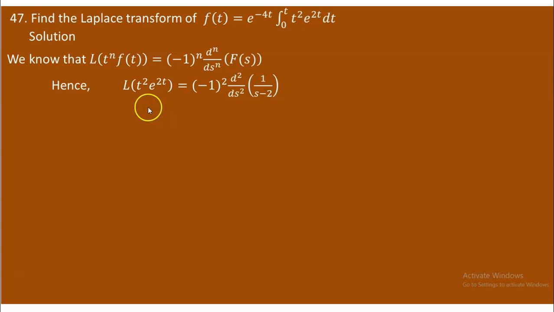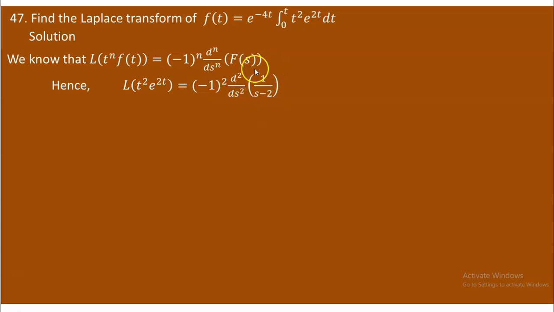So clearly, as I said, the Laplace of t squared e to the power of 2t is (-1)^2 d squared/ds squared of 1 over s minus 2. This is used because the exponent of t is 2, so minus 1 to the power of 2, and the second derivative of the Laplace of e to the power of 2t, which was f of t, whose transform F(s) is 1 over s minus 2. Now look, students, we need to carry out the second derivative of this one. Negative 1 squared is 1, so no need to worry about the sign here.